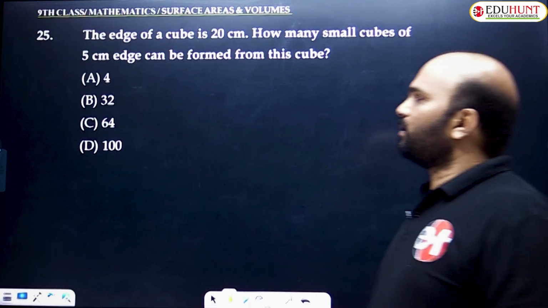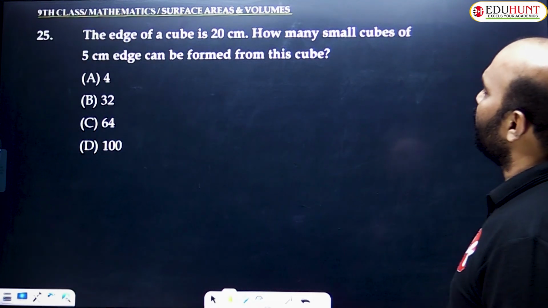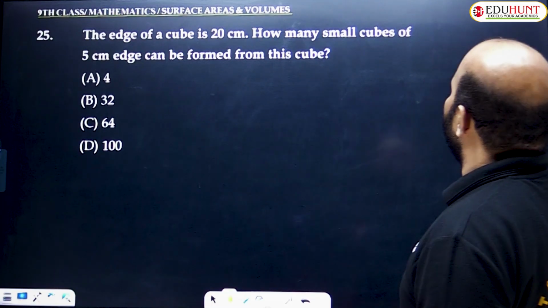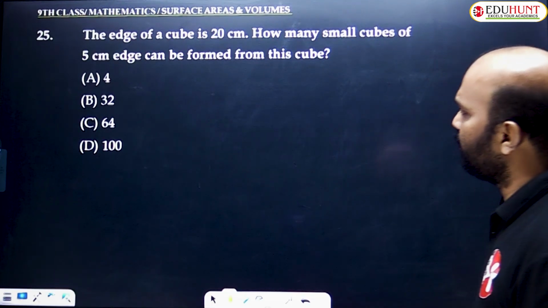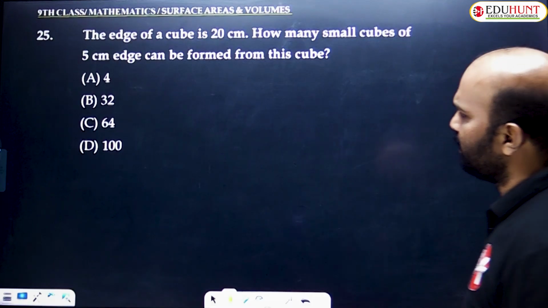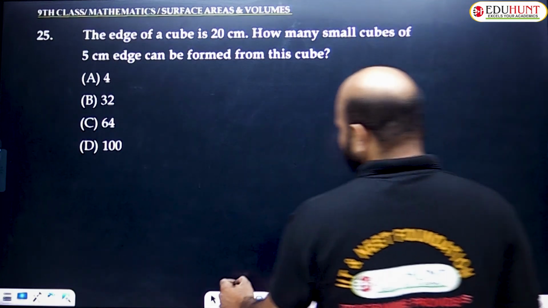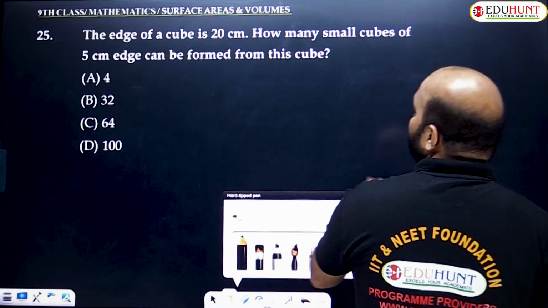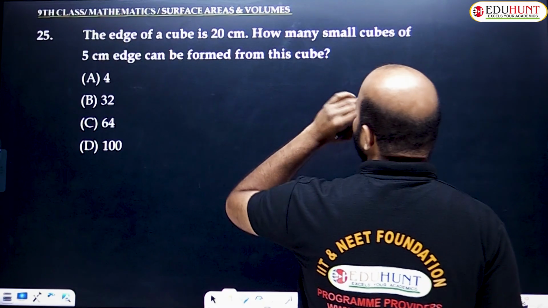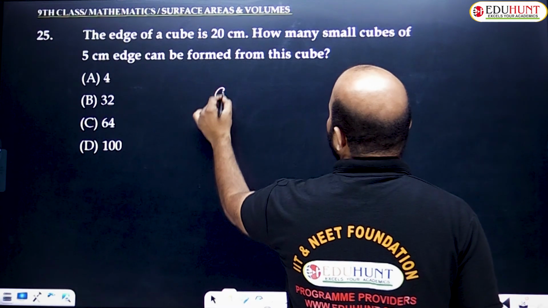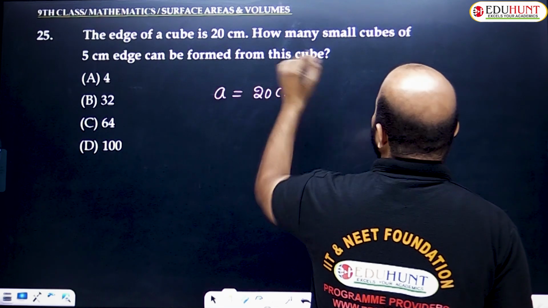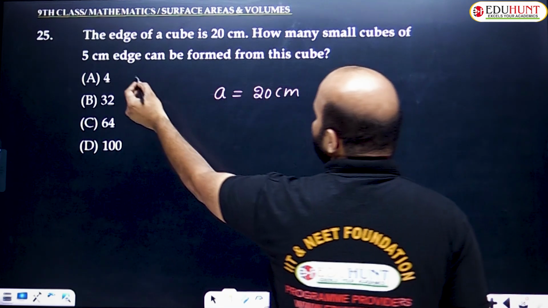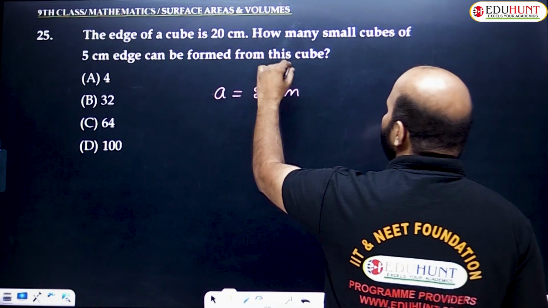Let's go to question number 25. The edge of a cube is 20 centimeters. How many small cubes of 5 centimeters edge can be formed from this cube? Option A 4, option B 32, option C 64, option D 100. So clearly we need to understand. Here the edge of the cube is given as 20 centimeters. So the a value is given. Edge means side, so 20 centimeters. How many smaller cubes of 5 centimeters edge can be formed from this cube?